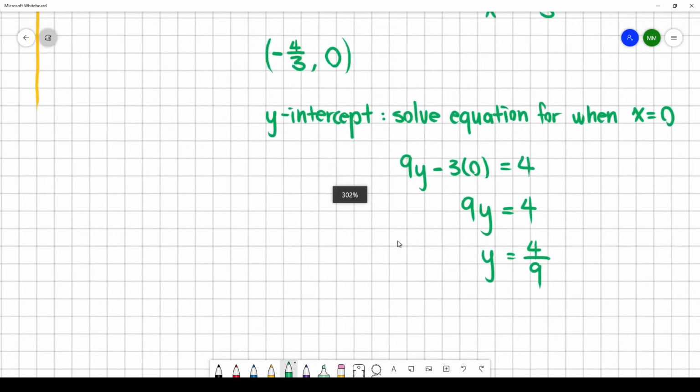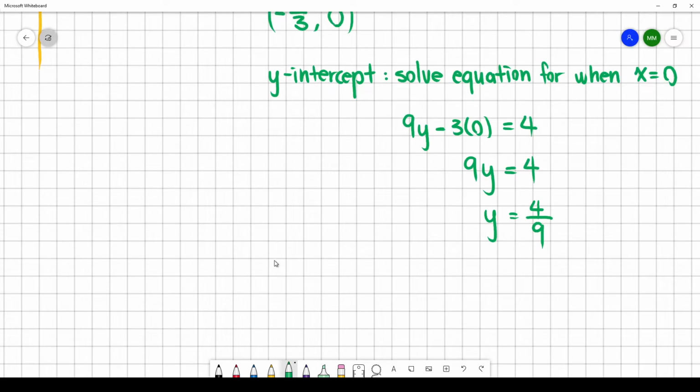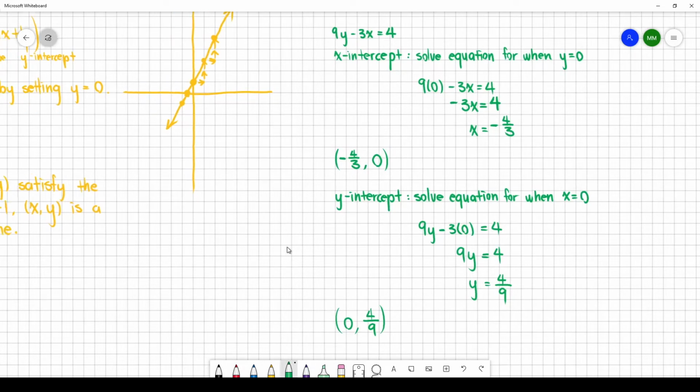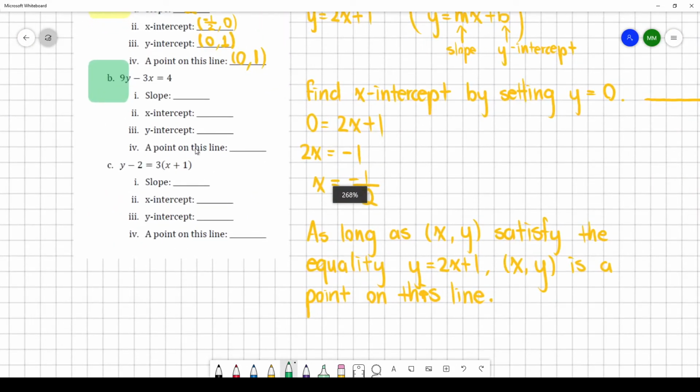And then the y-intercept, of course, is a point. The x value is 0, the y value is 4 over 9. So for this question, immediately you should be able to get these two, the x-intercept and y-intercept. The x-intercept was negative 4 over 3 and 0, and the y-intercept is 0 and 4 over 9. The question said any point on this line, so I could just choose the x-intercept. It is a point on the line. It's just a special point, but it's still a point.